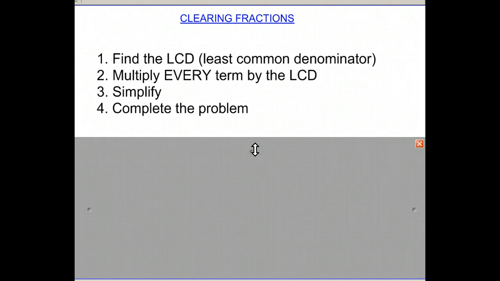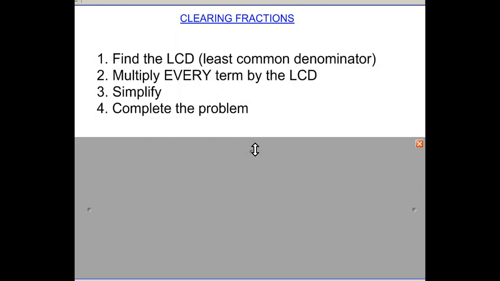Before we do that, I have kind of steps to think about when you go to clear fractions. First is finding the LCD, which is the least common denominator. That could be looking at all the denominators in your given equation. You find the lowest number that will clear each of those fractions. And we'll look at those in the example.